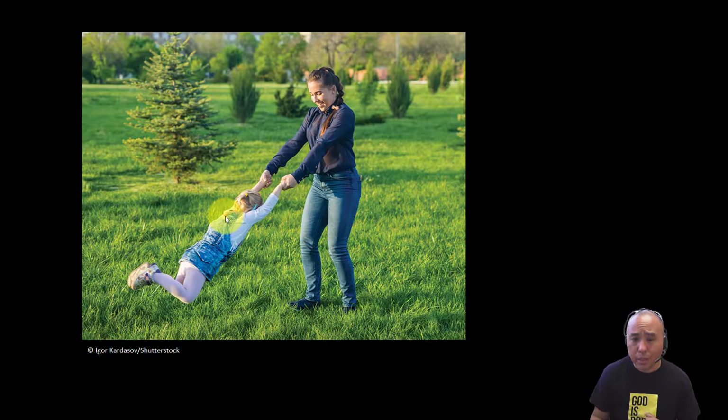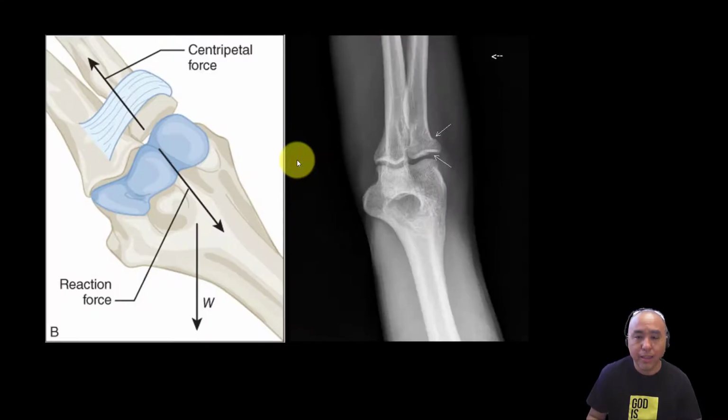Now, we see the same thing in various types of injuries. This right here is called a nursemaid's elbow. I don't know why it's called nursemaid's, but that's just the name of it. Let's just say you have mom here or a babysitter, and she's basically trying to swing her daughter or this child around like this. Because she's moving in a circular path, there is centripetal acceleration, and subsequently there are centripetal forces that would tend to pull on the elbow.